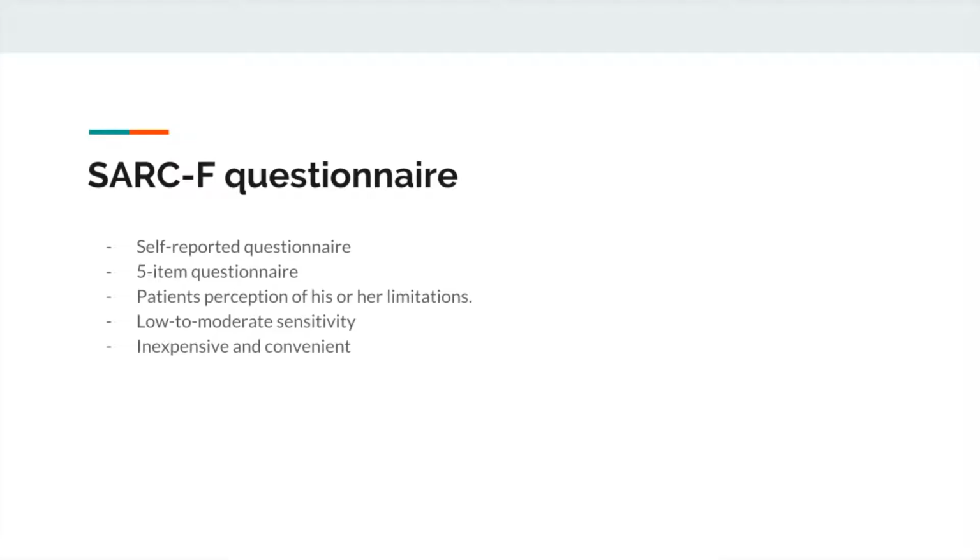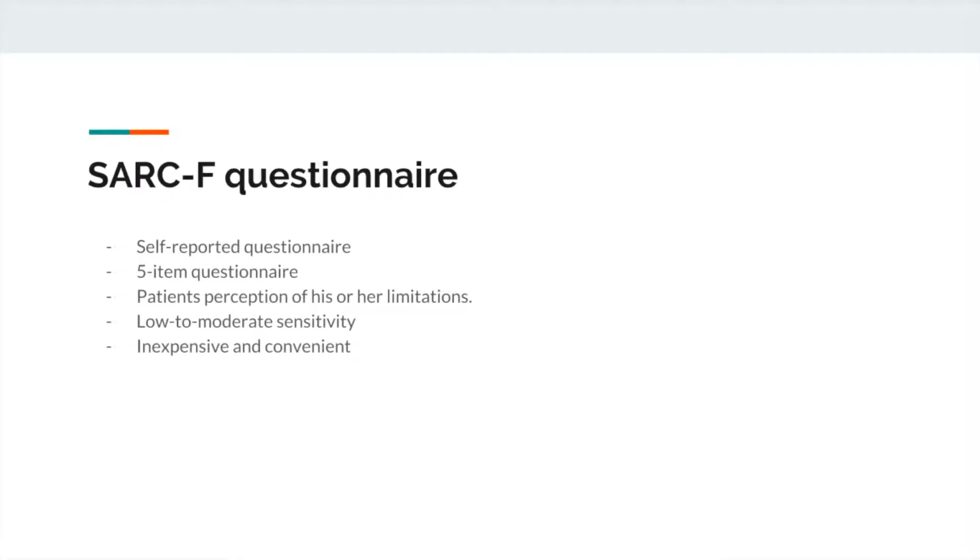The EWGSOP2 recommends to use the SARC-F questionnaire as a way to elicit self-reports from patients on signs that are characteristic for sarcopenia. The SARC-F is a 5-item questionnaire that is self-reported by patients as a screen for sarcopenia risk. Responses are based on patients' perception of his or her limitations in strength, walking ability, rising from a chair, stair climbing, and experiences with falls.